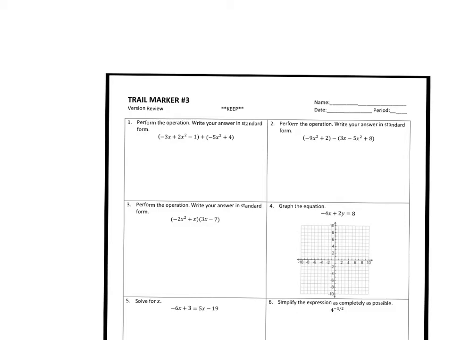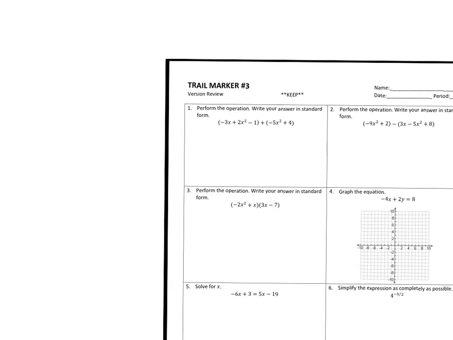Hey guys, it's Mr. Kruger here talking about trail marker number 3. So what's going to happen is I'm just going to work through each problem. There's 13 of them. So take a look.